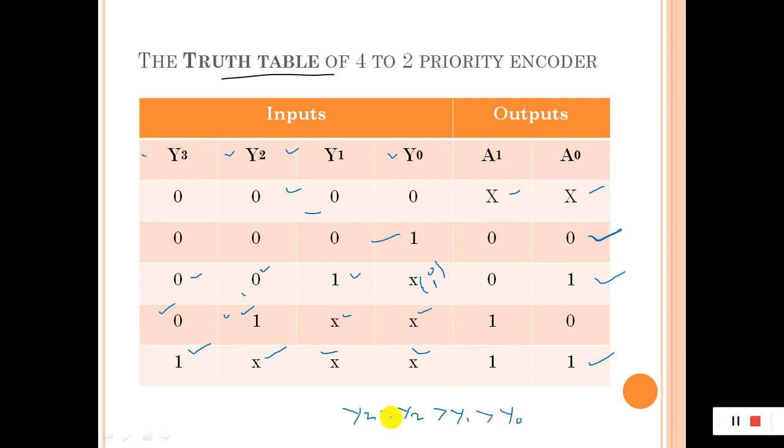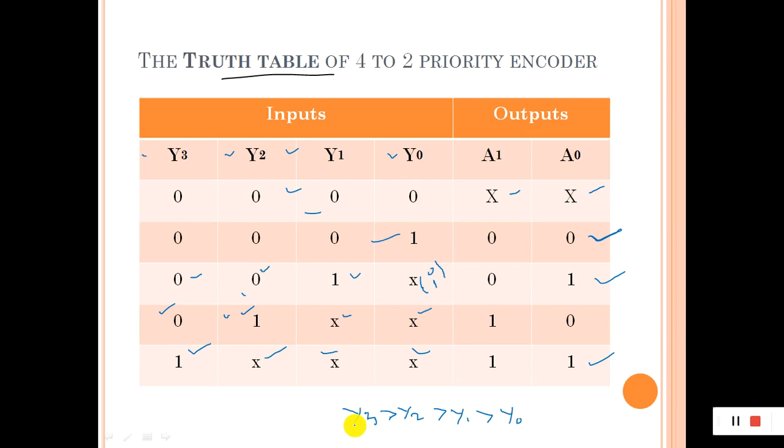So if the value of Y3 is equal to 1, it will be considered first. If the value of Y3 is 0 and the next value Y2 is high, then it will be considered. And if both of these values are 0 and Y1 is 1, then whatever the value of Y0, it will be considered. Okay. Now, the fourth step, the truth table, we have completed.